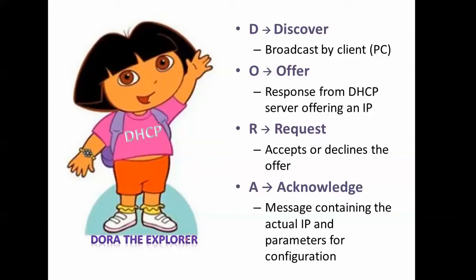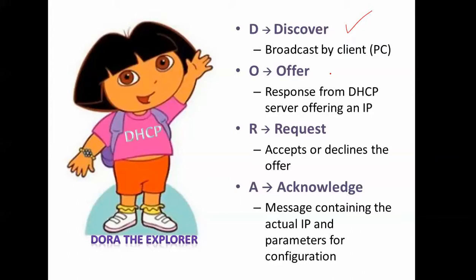So the first is the discover. Remember the PC has to turn on, so the PC is booted, and it broadcasts a DHCP discover request, all right? So there's a discover message that goes out saying, hey, I would like an IP address. So DHCP is initiated by the client. There's a broadcast by the client. All right, so that's step number one.